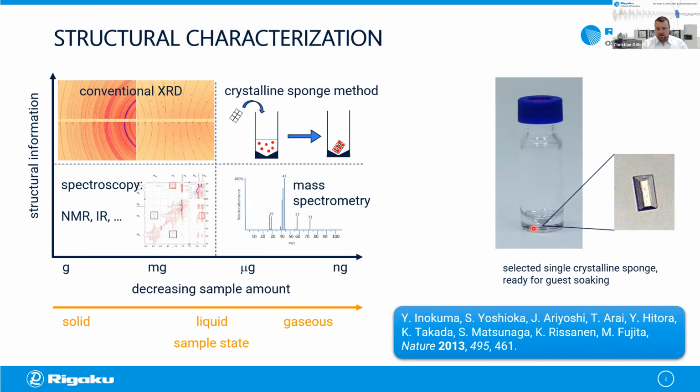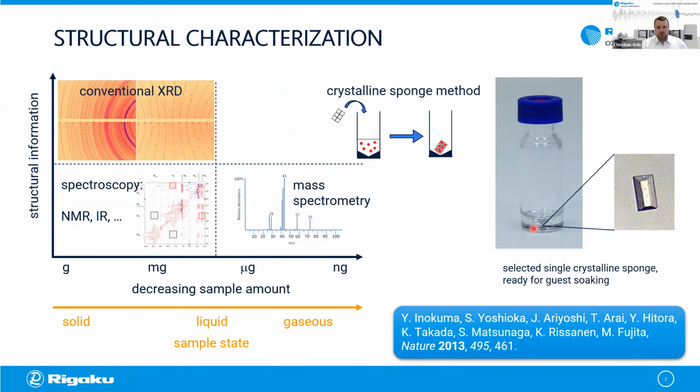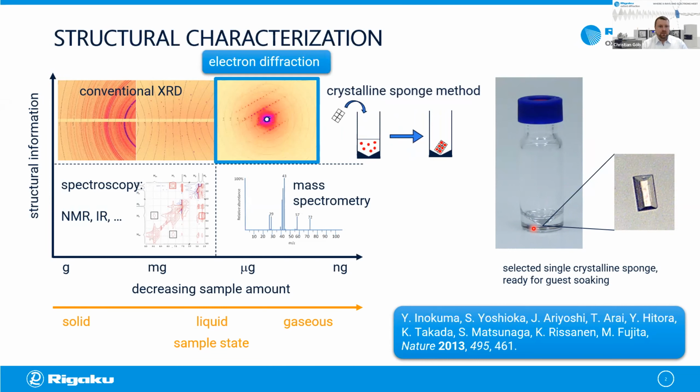This has already been published, like 2013. There was a nice Nature paper on this. As you know, and Fraser introduced it just before this talk, we have now also an electron diffractometer. Here you can look also into sub-micrometer sized single crystals of your materials. This is just an alternative to the crystalline sponge method.